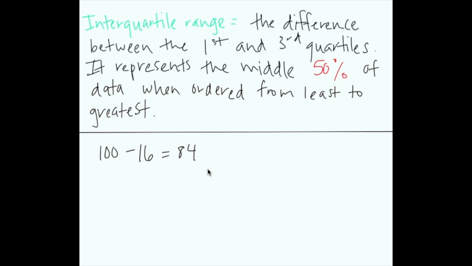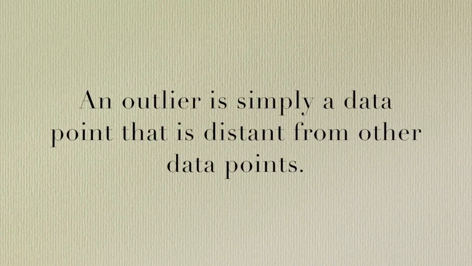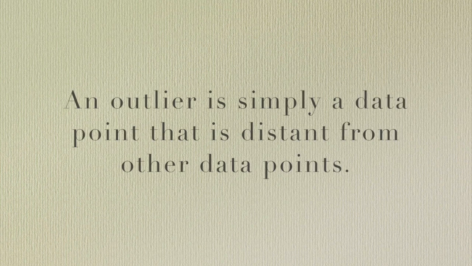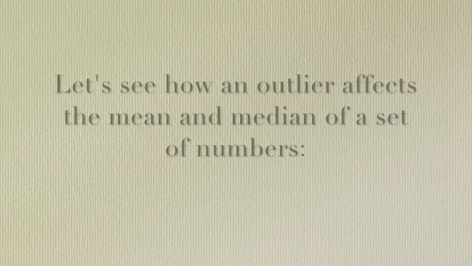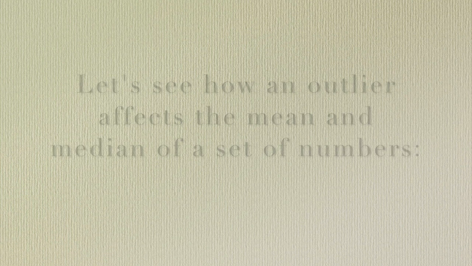It's often seen as a better measure of difference than the range, which we talked about earlier, because it won't include outliers. But what exactly are outliers? An outlier is simply a data point that's distant from other data points. Let's take a look at some examples of how an outlier affects the mean and the median of a series of numbers. 5, 25, 34, 29, 30, 33, and 28.